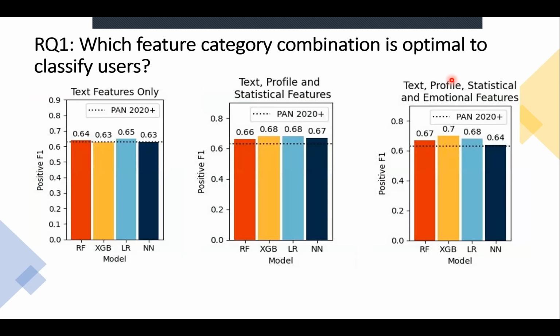I want to start with the first research question. Our goal was to classify users, and we extracted multiple feature categories. In this research question, we want to know which feature category combination is optimal to classify the user. I am showing here the 3 main results for the feature combinations, but of course, in the paper we have more details and more scores.